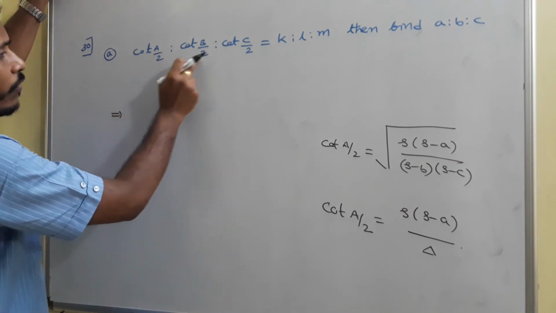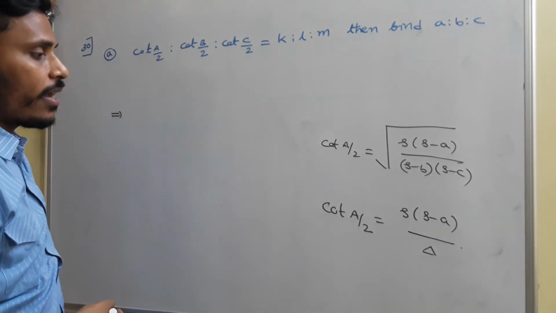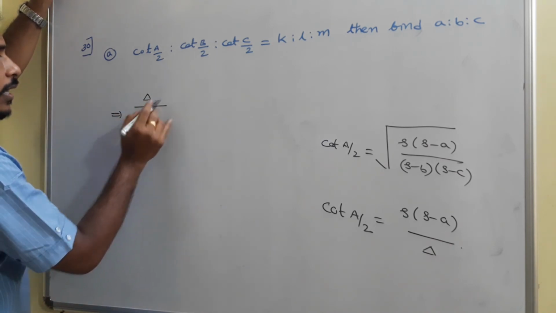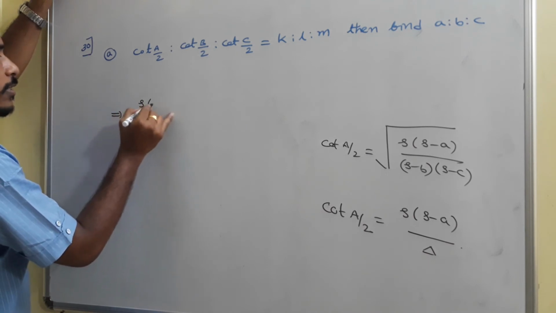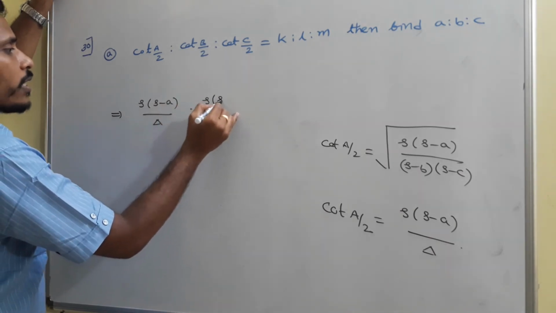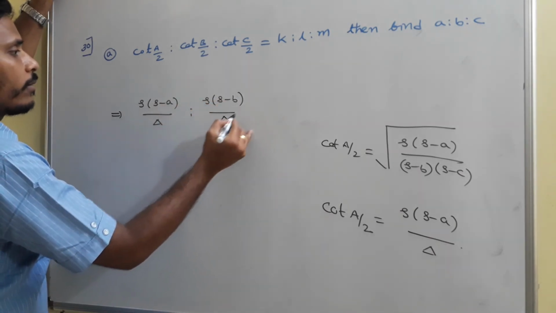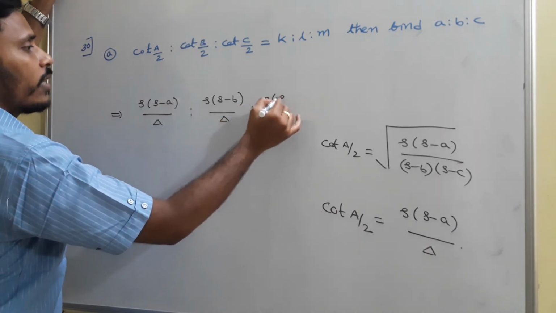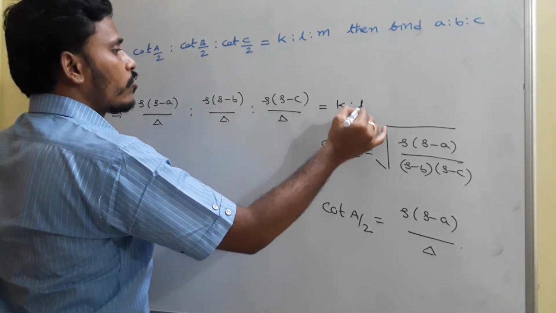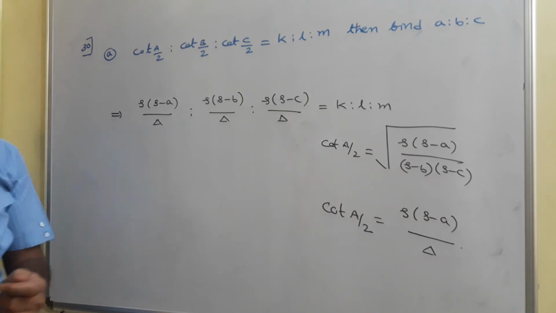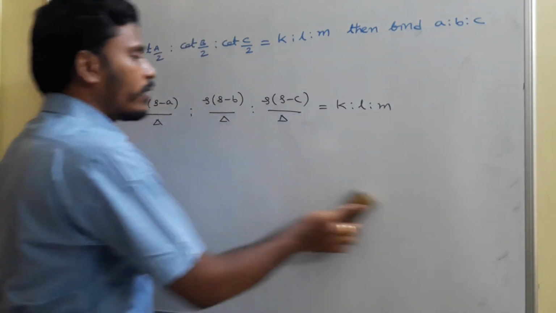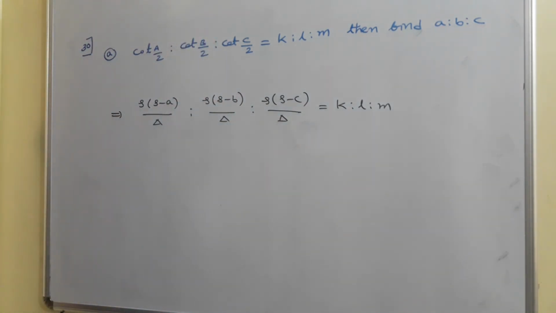So the ratio between cot A by 2, cot B by 2, cot C by 2 is K:L:M. Here cot A by 2 is just S into S minus A by delta, cot B by 2 is S into S minus B by delta, and cot C by 2 is S into S minus C by delta, and that equals K is to L is to M. Since they have given the ratio between cot A by 2, cot B by 2, cot C by 2, it is very clear that the ratio between these three terms is K:L:M.